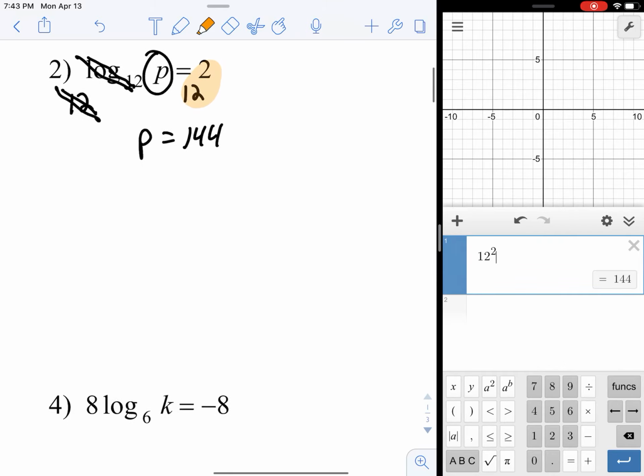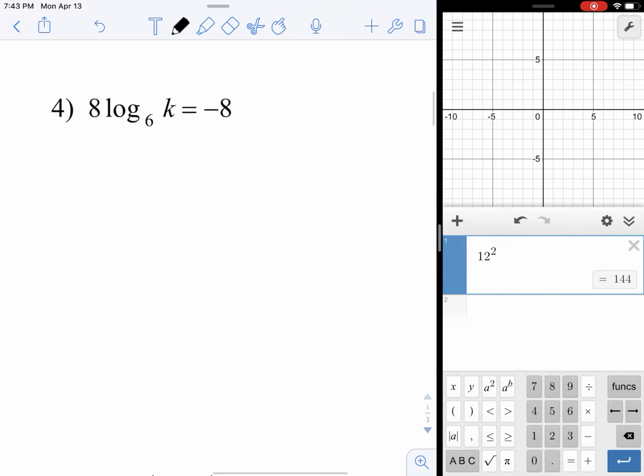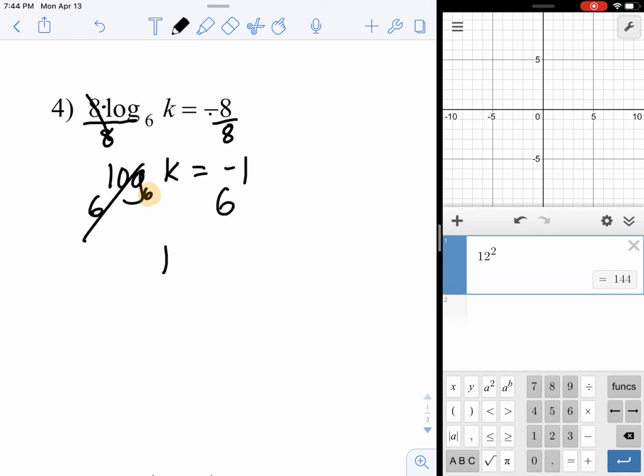Okay, let's look at number 4. Well, this one, we have an 8 multiplied by the logarithm, so the first thing I need to do is divide that 8 on both sides to cancel that out. So I have log base 6 of k equals negative 8 divided by 8, which is negative 1. So now we're at the point where we want to cancel out the logarithm. Again, a base cancels a log just like a log cancels a base. So you drop a base 6 down here. The reason you use a 6 is because there's a 6 there. And you drop a base 6 down here. That cancels out. You get k equals 6 to the negative first power.